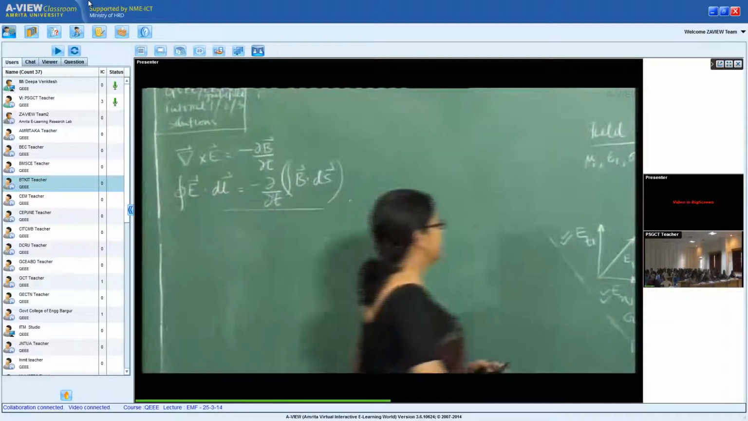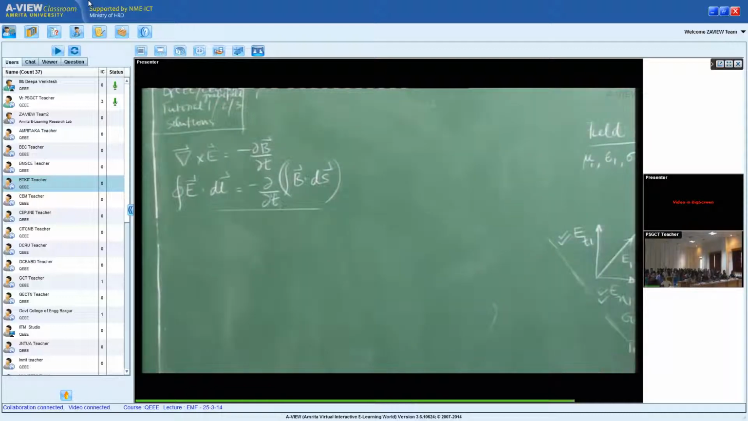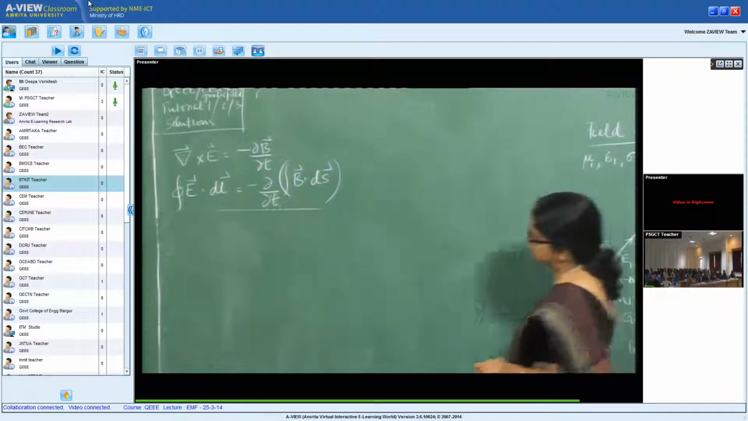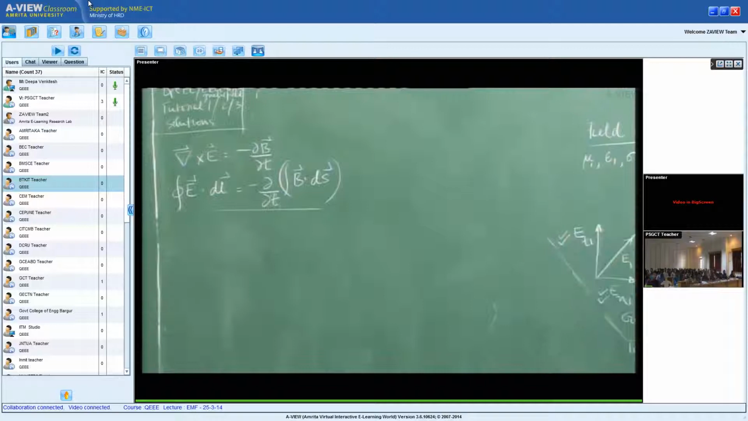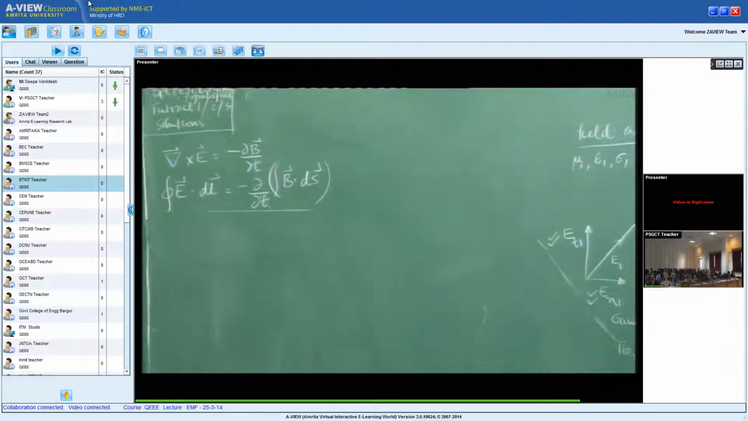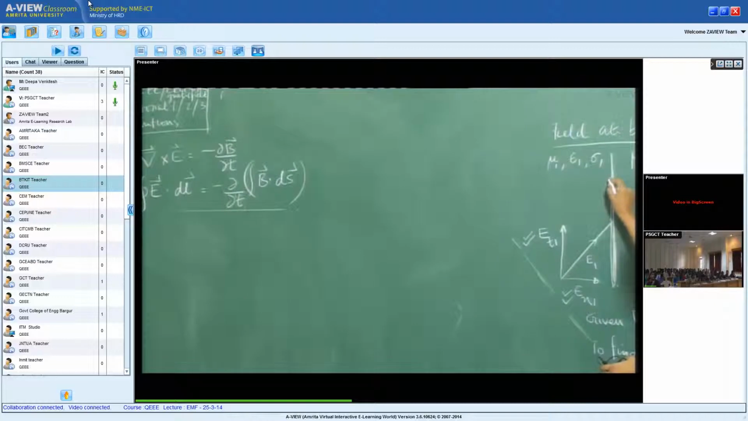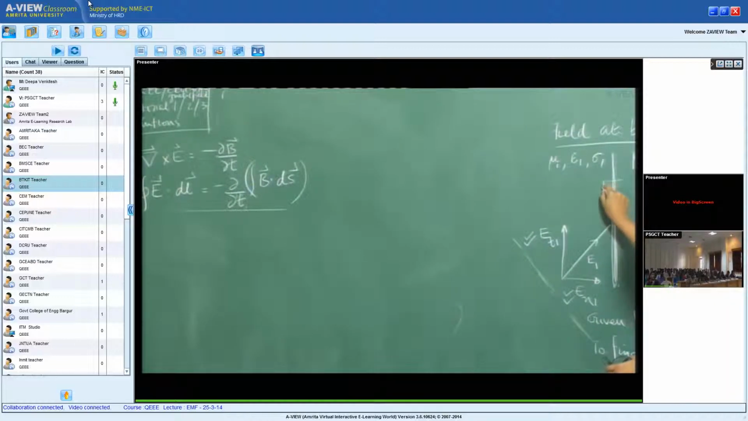integral form, which says the closed loop integral of E dot dl is minus the time derivative of magnetic flux. Now why am I using the integral form? So that I can take advantage of this boundary, because this is true anywhere. So I am going to choose a loop such that one half of the loop is in medium 1 and the other half is in medium 2. This is the loop on which I am going to perform that integral.